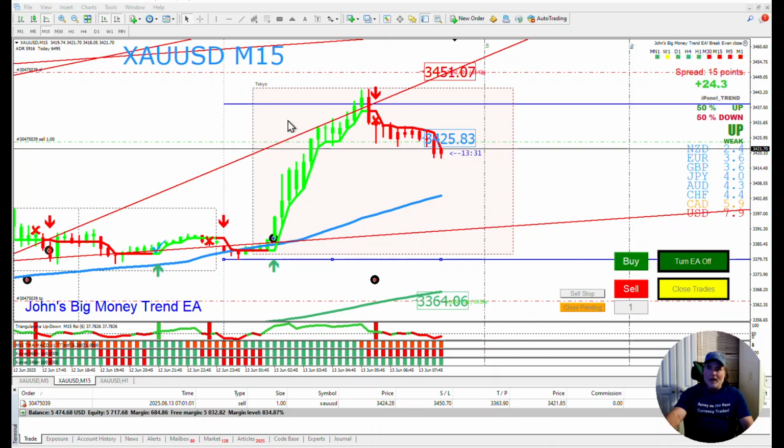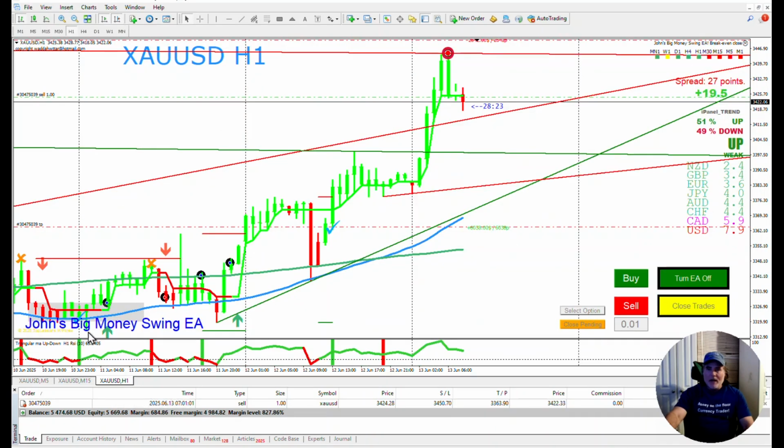Right now we're trading our new templates and EAs. I wanted to go over them today. We have a new one out, so it's pretty cool. So you guys already knew about some of these right here. We have the big money swing, which we use on the higher time frames.